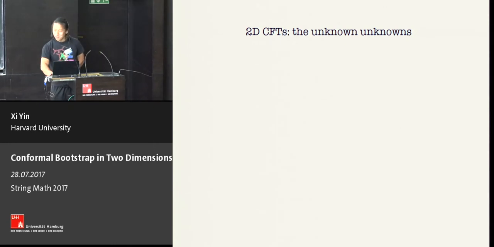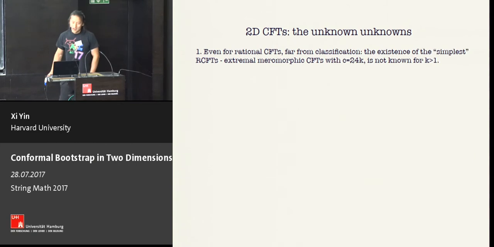These are questions about theories that we don't really know if they exist. But it'd be interesting if they do, and it'd be interesting questions we'd like to ask. Even for rational conformal field theories, we're very, very far from classifying them. As an example, one could argue the simplest notion of rational conformal field theory is an extremal meromorphic CFT. That is, you just have a single modular invariant holomorphic vertex algebra with central charge that's a multiple of 24. And apart from the famous monster theory, in the case of c equals 24, we don't really know if they even exist beyond that.